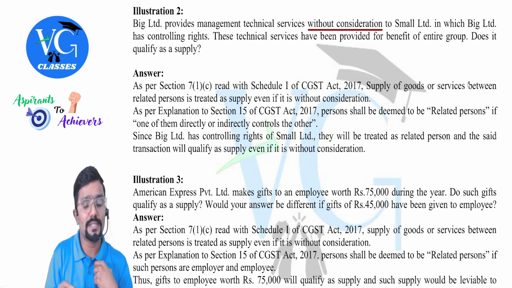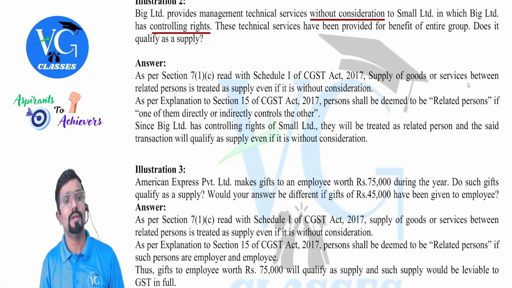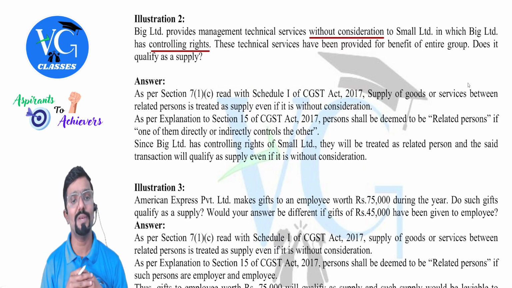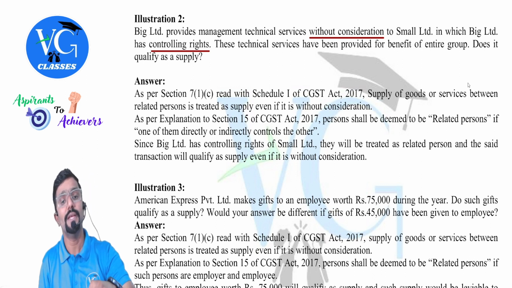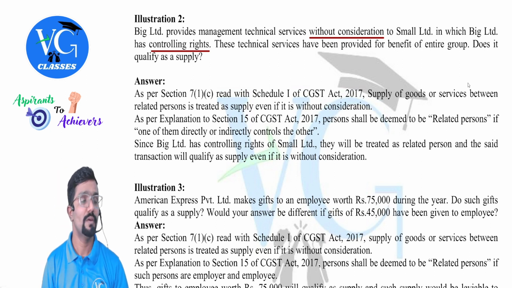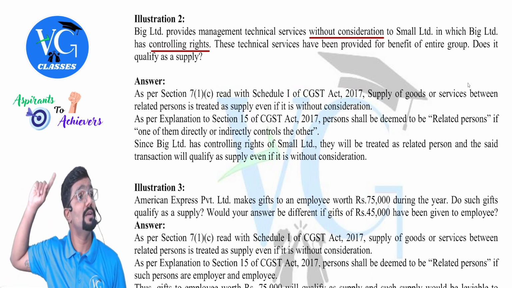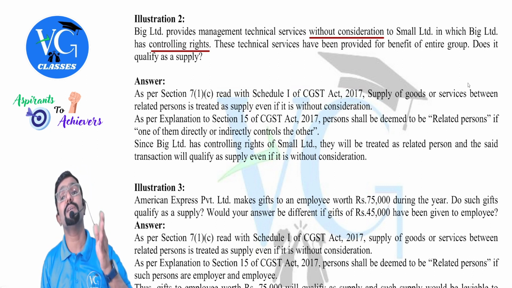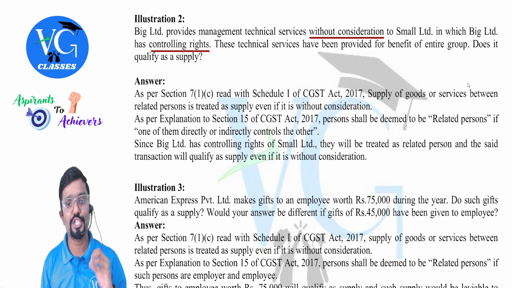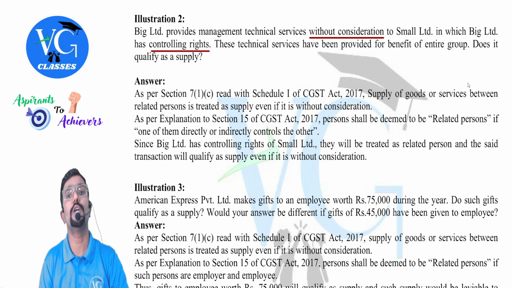Does it qualify as supply? Yes, people. So they are related. From this, I can tell they both are related. So let us see the answer. As per section 7 read with schedule 1 of the CGST Act 2017, supply of goods or services between related persons is treated as supply even if it is without consideration. Now, who is a related person or distinct person, where is it given? In a different place. Now we are talking about related persons. As per the explanation to section 15 of the CGST Act, persons shall be deemed to be related persons if one of them directly or indirectly controls the other.